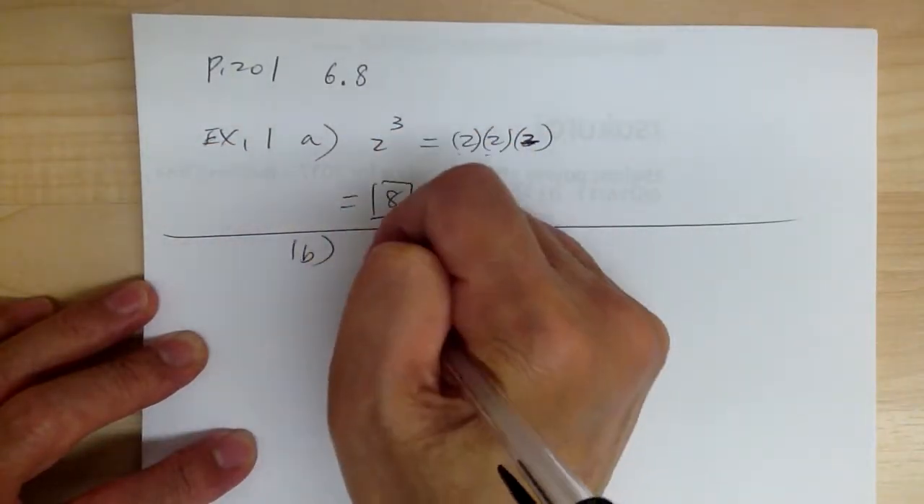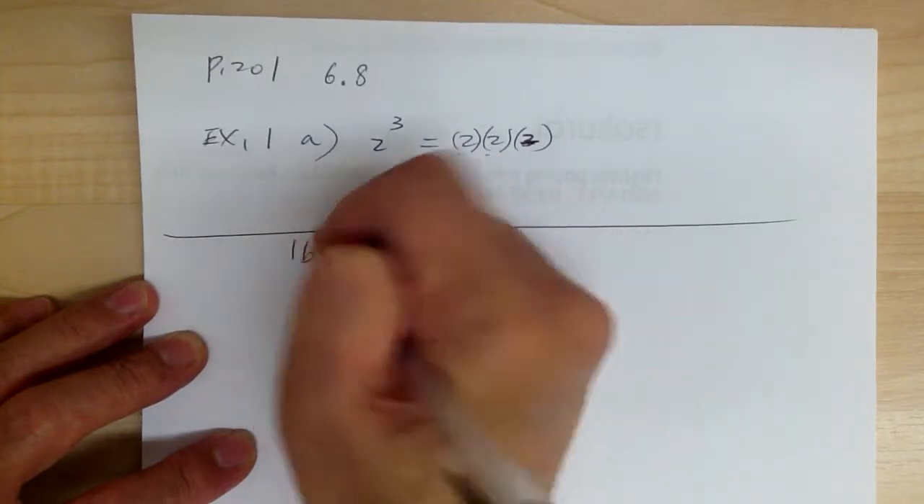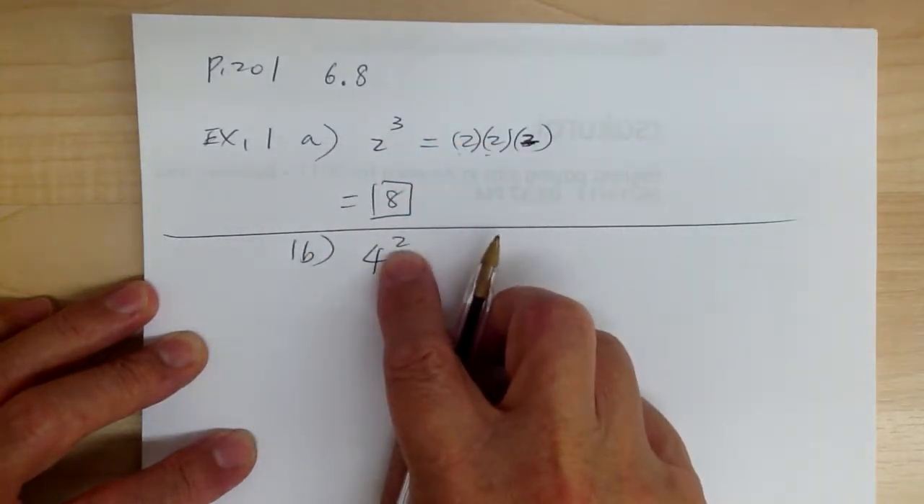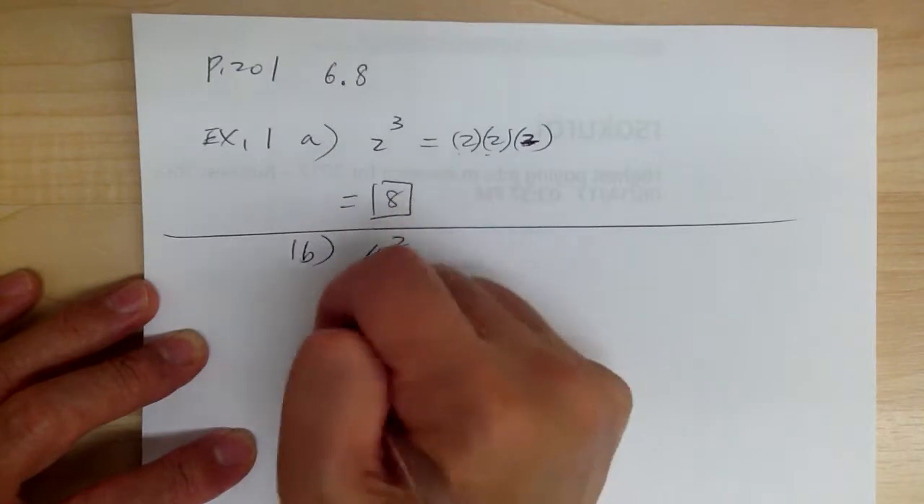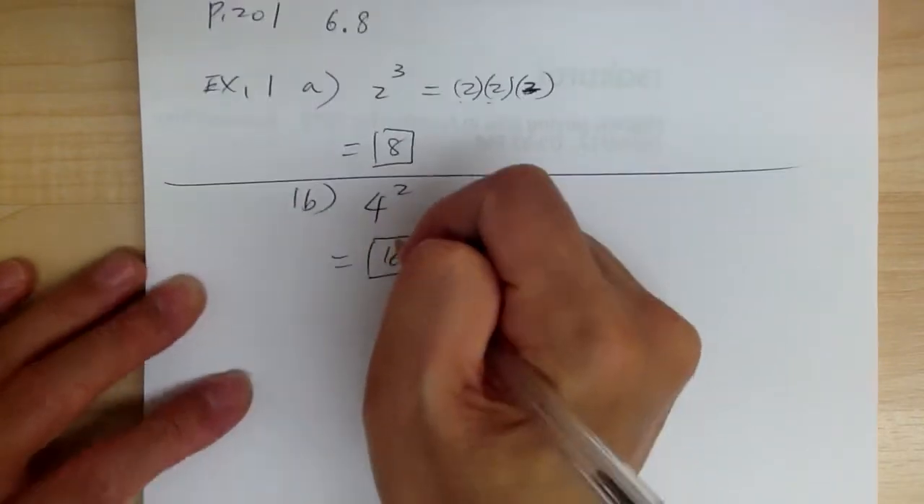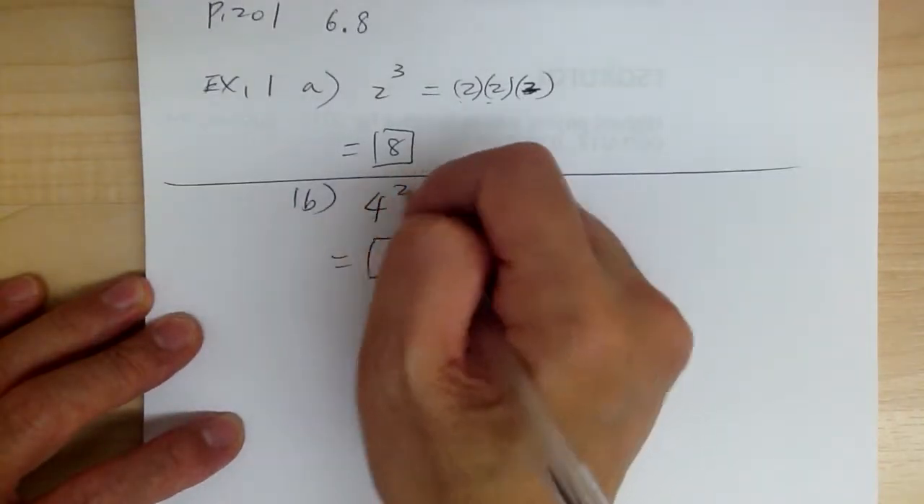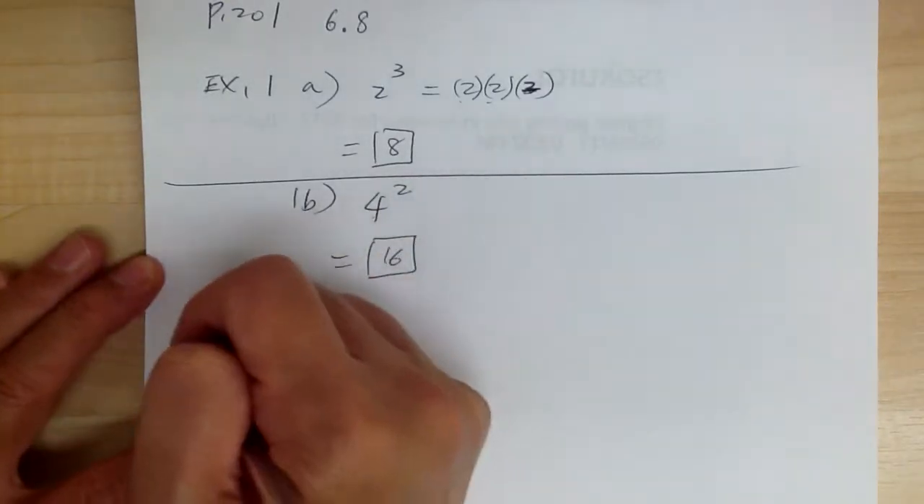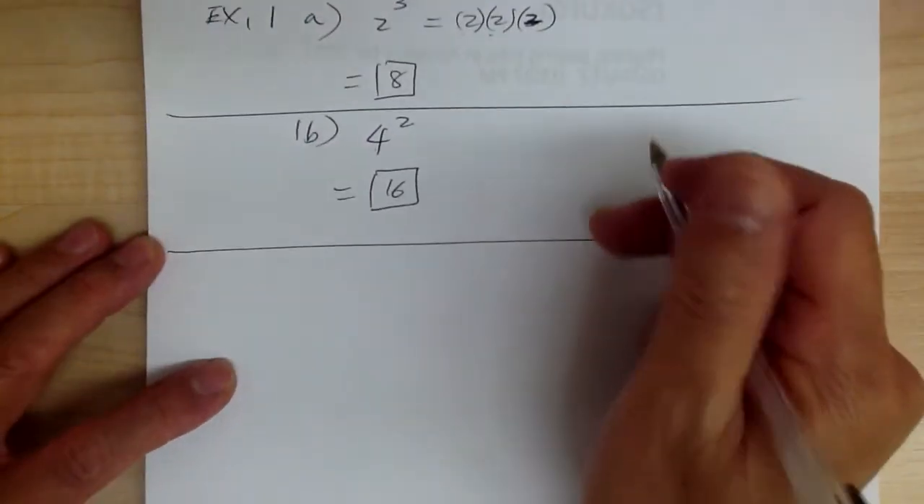Okay, so 1b, you got 4 squared. 4 squared means 4 times 4. It means there are 2 of the 4. So it is equal to 16. Don't make it into 8. You cannot just multiply 4 times 2. Make sure you understand the definition of the exponent, the power.